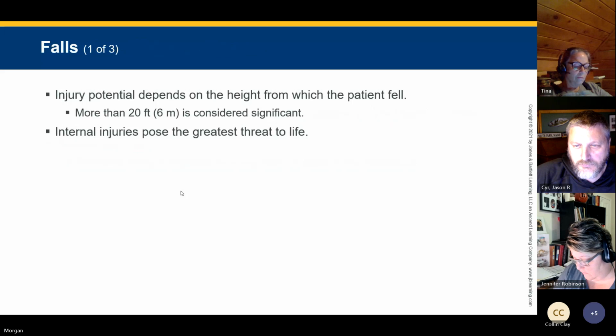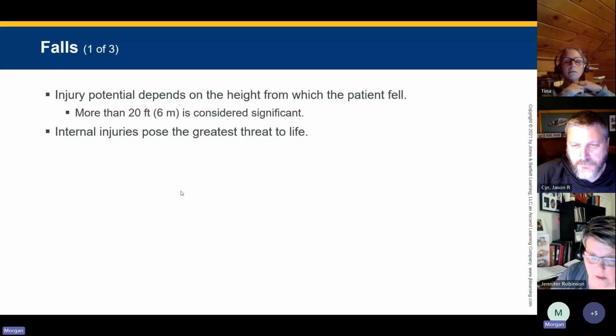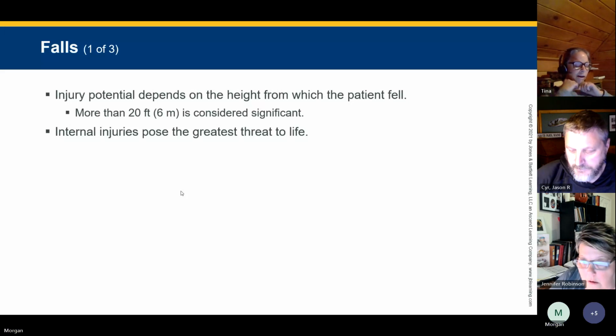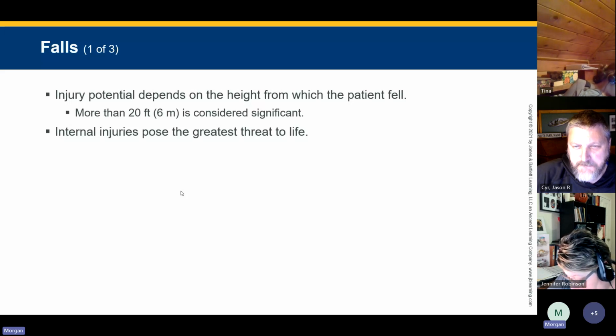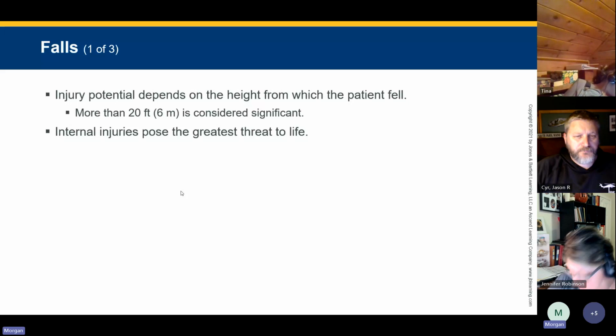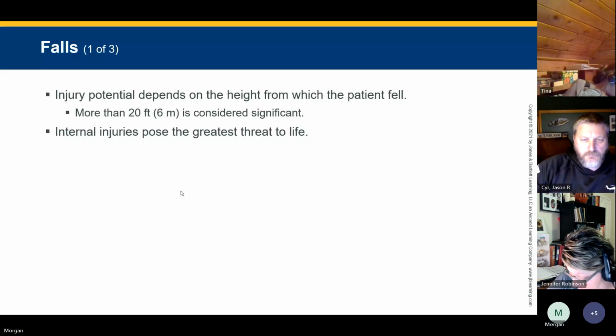So, falls. Injury potential depends on the height the patient fell. Anything greater than about 20 feet, or 2 stories, is considered significant. And depending on where they land, if they land head first, that's very significant. If they land on their legs, the energy will get transported up into their hips and they'll have hip injuries. And if they land on their bellies or their backs, they could have a lot of thoracic and abdominal injuries, or kidney injuries.